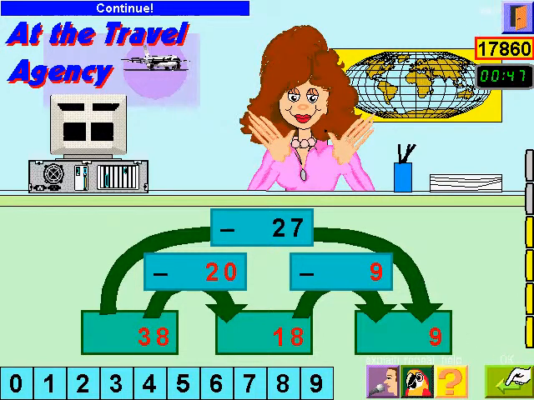Continue. Subtracting 20 followed by subtracting 9 is the same as subtracting 29. So, I write 29 in this box. It's your turn.